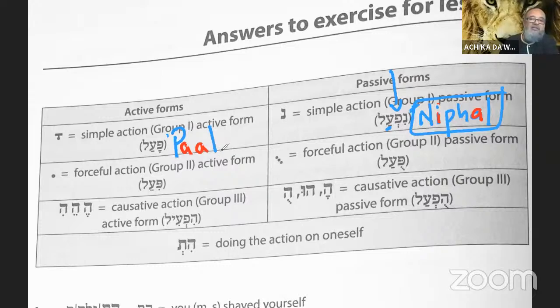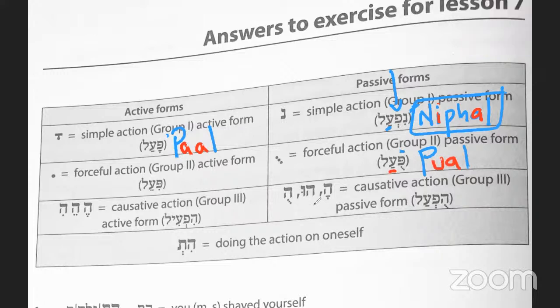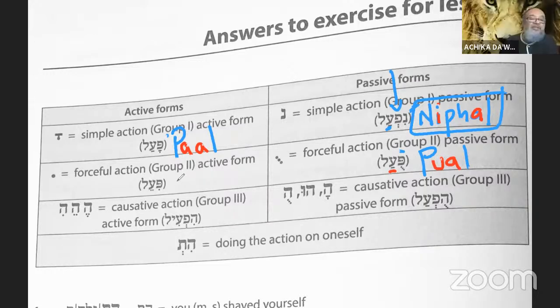Okay. You go underneath this one right here, and it has a P, but it has something different. It has three dots, which represents a vowel of what? A U. Okay. The next vowel is an A, and then the final letter is a lamed. So what do you call that? Pual. A pual.